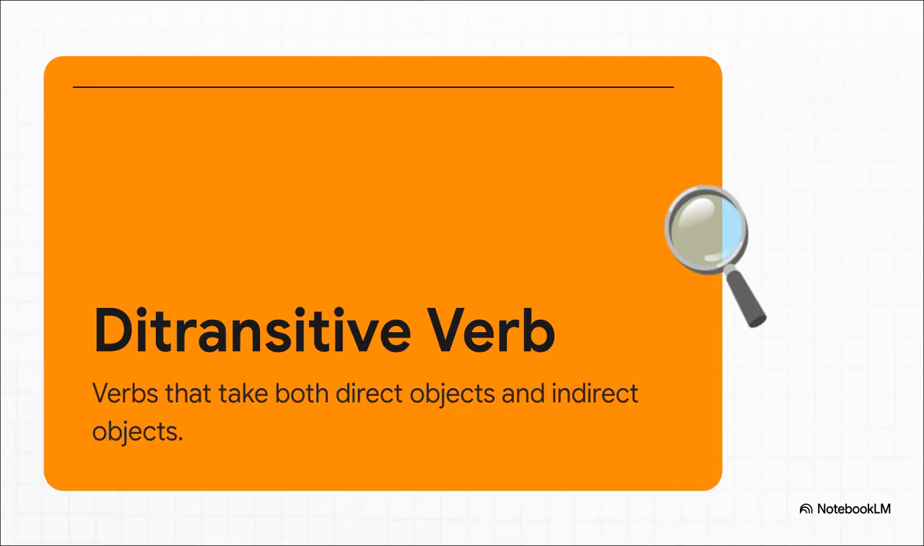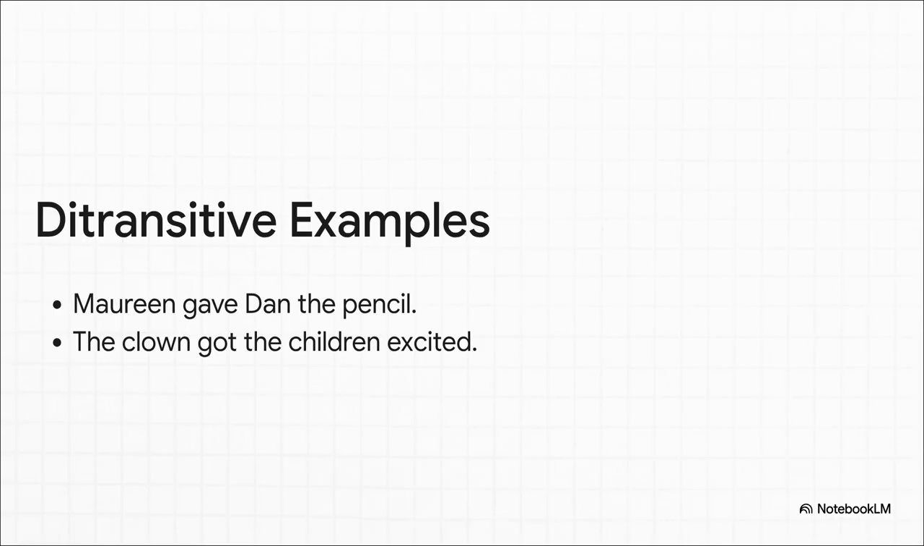But wait, it actually gets an upgrade. Enter the ditransitive verb. These are English verbs that are kind of greedy. They take both a direct object and an indirect object. Let's actually see these in action. Maureen gave Dan the pencil. The verb gave hands off the action to the pencil, that's your direct object, but it also impacts Dan, who is the indirect object.